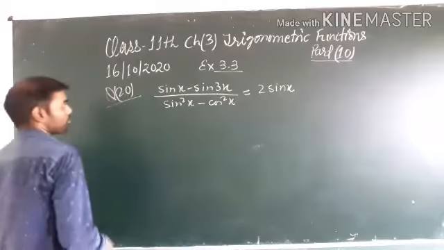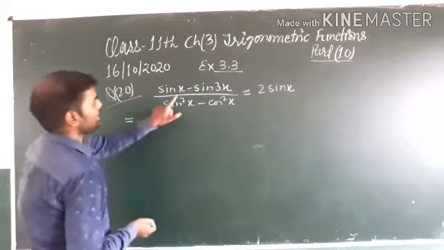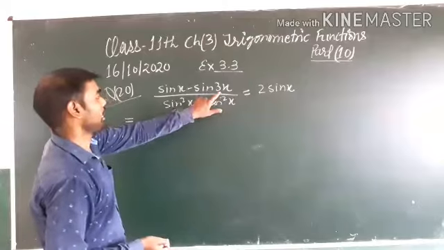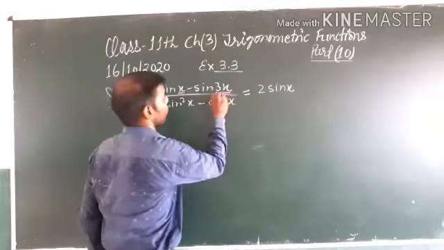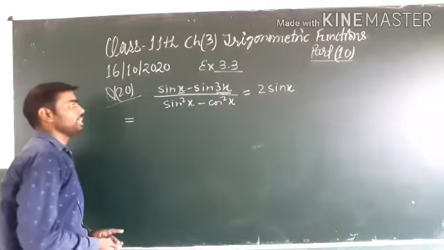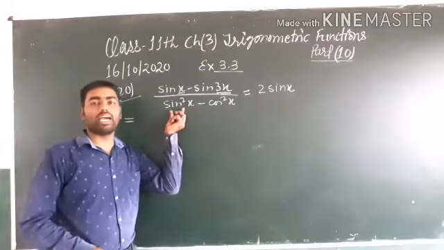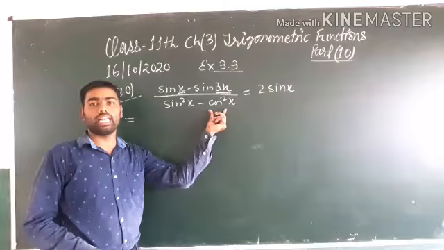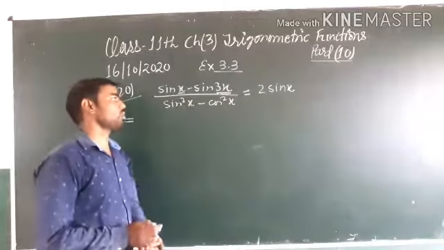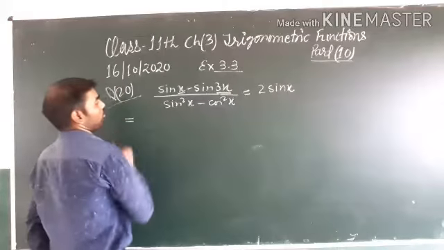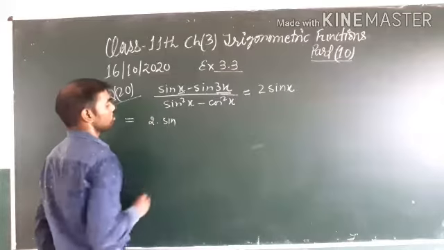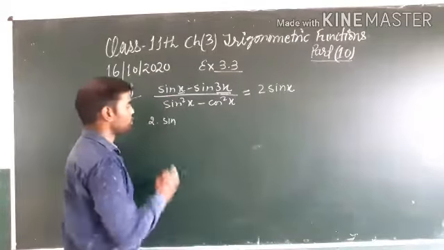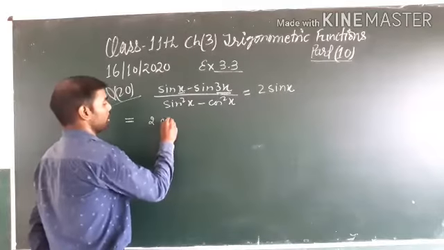So here this is sin C minus sin D, again sin C minus sin D. This is the value of C and this is the value of D. And in the denominator part we have sin square x minus cos square x. So first of all we solve the numerator part: 2 into sin of (C minus D) by 2 is equal to 2 cos of (C plus D) by 2.